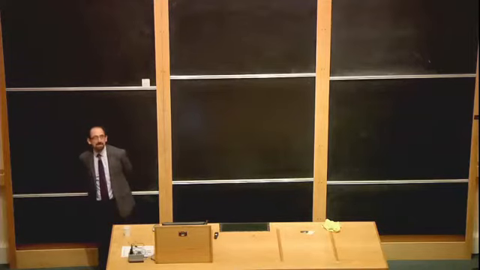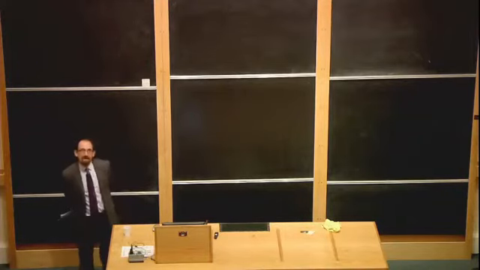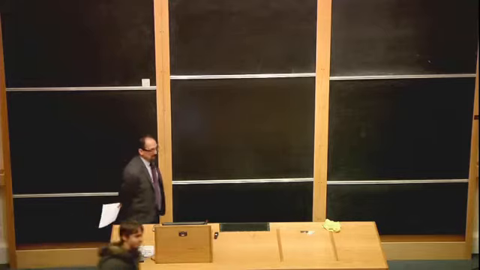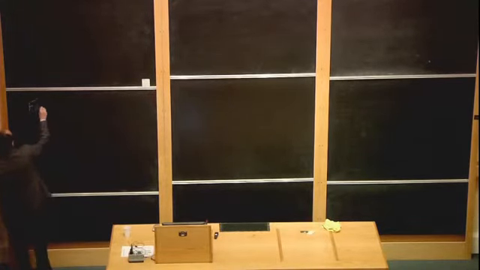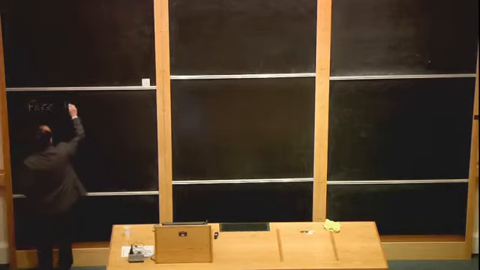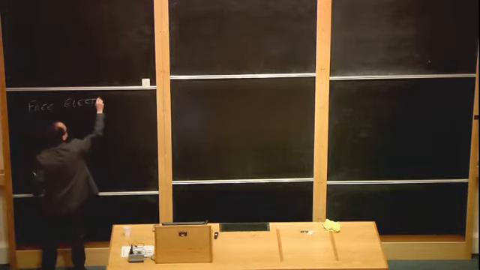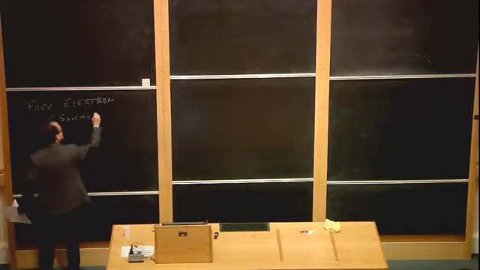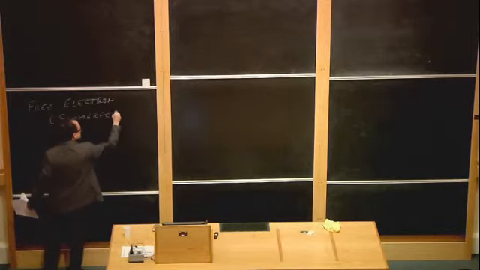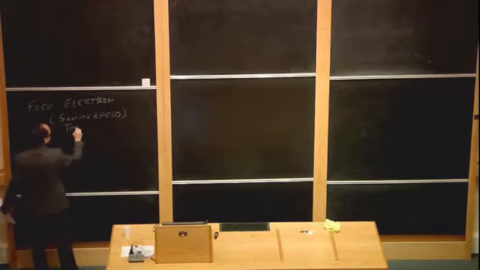All right, this is the fourth lecture of the condensed matter course. Where we left off last time, we were talking about the free electron, or the Sommerfeld theory of metals.